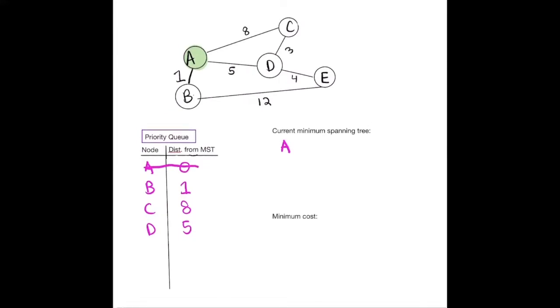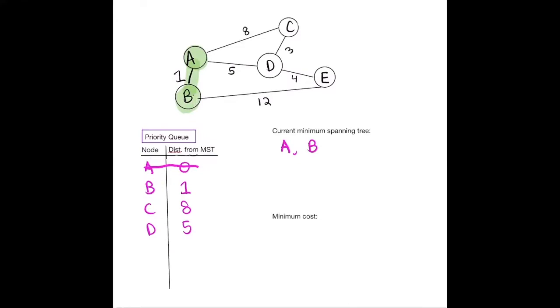So since we're looking for the least possible total edge cost, it would make sense that we choose the node with the least distance from the MST, and that would be B. So I will add B into my minimum spanning tree list, and I will highlight it here, and we know that this edge has been chosen to be in the MST.